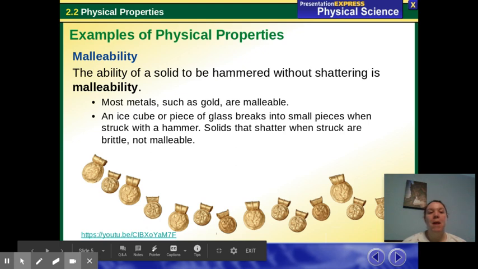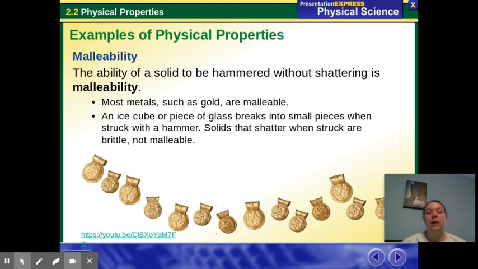Next, we're going to take a look at malleability. So malleability is the ability of a solid to be hammered without shattering. So when I look at this word, I see this first part here, mally. It's kind of like mallet or a hammer, right? Able to be hammered. That's what that means. Most metals, things like gold, actually gold is the best, are going to be malleable. Things like glass, things like ice cubes, if they're struck with a hammer, they're going to shatter. So they are not malleable.